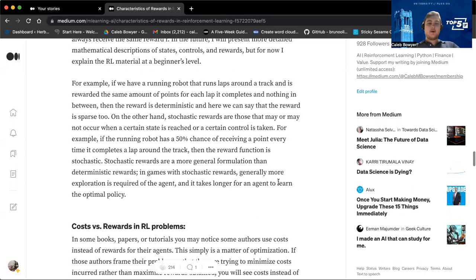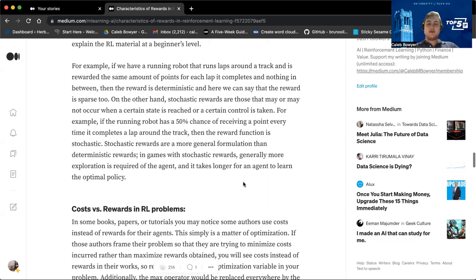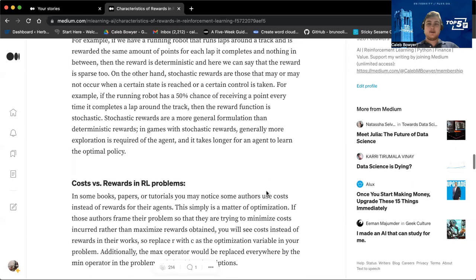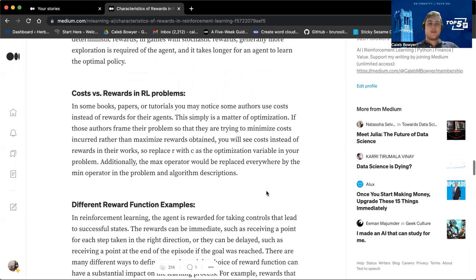Stochastic rewards are a more general formulation than deterministic rewards. In games with stochastic rewards, generally more exploration is required on the part of the agent, and it takes longer for an agent to learn the optimal policy because the environment is doling out stochastic rewards instead of deterministic rewards.